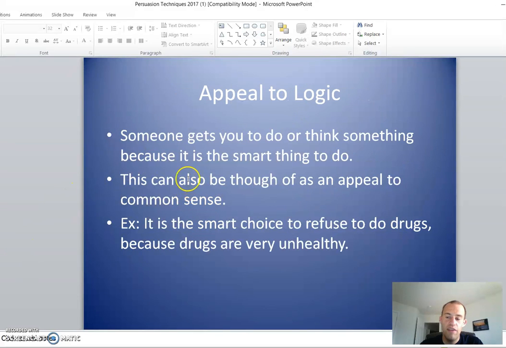Our third type of appeal is called appeal to logic. Appeal to logic is someone getting you to do something or to think a certain way because it's the smart thing to do. A lot of speeches or just editorials will use appeal to logic. This is where they're just trying to simply say, this is the best thing to do, so you need to think this certain way or to take this action. It just makes a lot of sense. I'm going to think of it as an appeal to common sense.